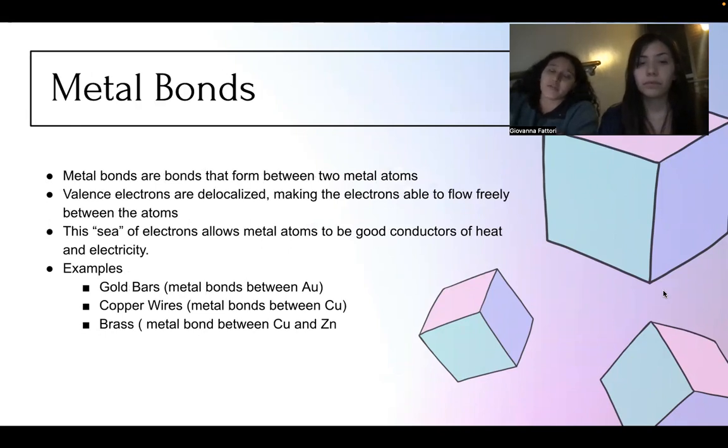Metal bonds are bonds between only metal atoms. This happens when their valence electrons are delocalized, making these electrons able to flow freely in what is known as the sea of electrons, and this allows these metal bonds to be good conductors of heat and electricity. Examples are gold bars, which are metal bonds between two gold, and then brass, which are metal bonds between copper and zinc.